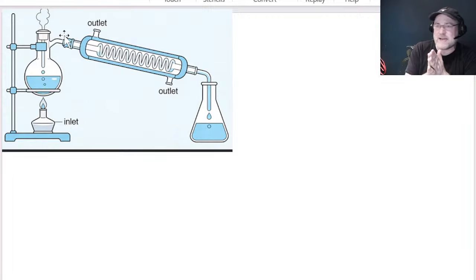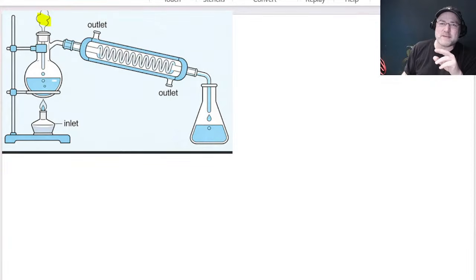This is distillation. I know, AI made that for me. Look how stupid this is. Why has it got steam coming out the top? Anyway, forget the steam coming out the top. That's just that AI business going on there.